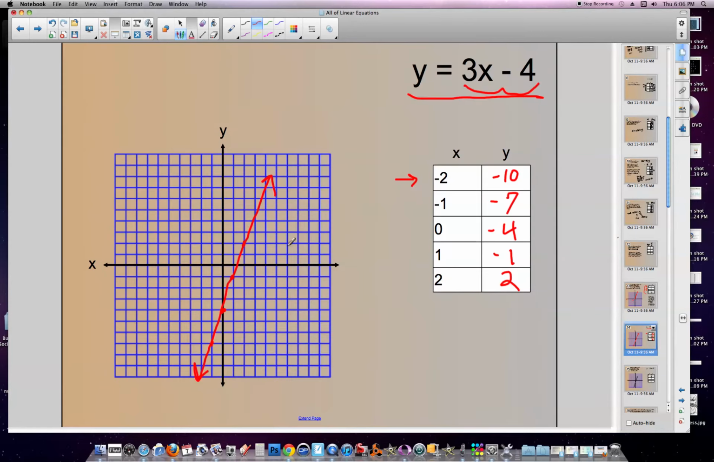However, in this problem, we don't have any context. This is just this ambiguous function. We don't know what it's about. So we're going to go ahead, since there's nothing that says we can't, and say that this line goes on forever in either direction.